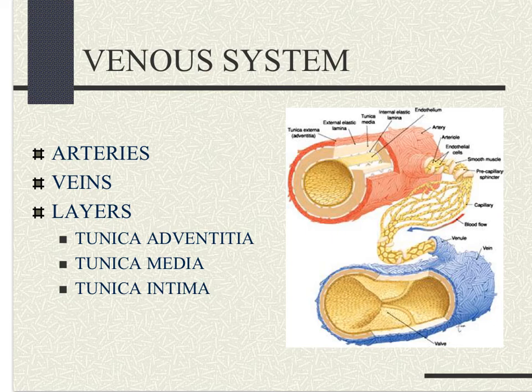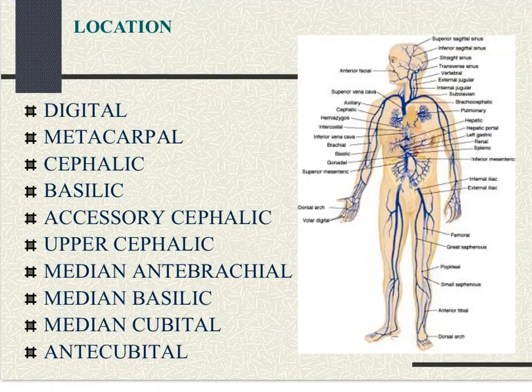The venous system consists of arteries and veins that distribute the blood to the capillaries and return the blood to the heart. There are layers within those vessels: the tunica adventitia, the tunica media, and the tunica intima. There are various locations in which we will start IVs: digital, metacarpal, cephalic, basilic, accessory cephalic, upper cephalic, median antebrachial, median basilic, median cubital, and antecubital.